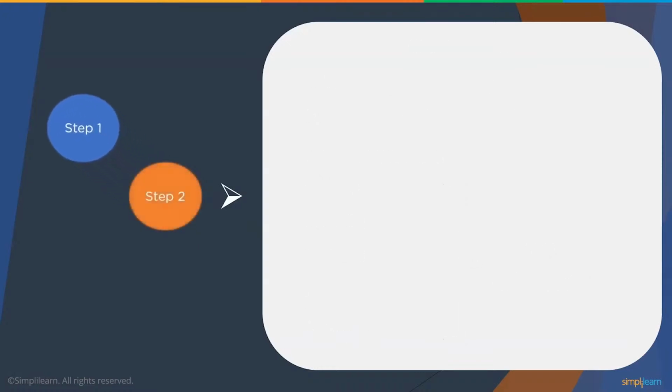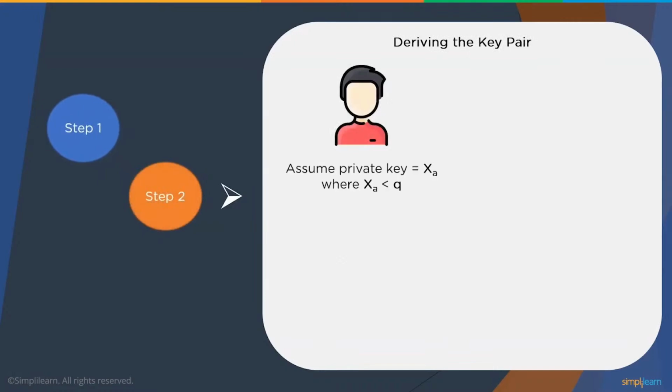Moving on to step 2, we have the process of deriving the key pair. Let's say for the first user we assume the private key to be denoted by xa, where the value of xa should always be less than Q. After we decide on the private key, the public key, which will be denoted by ya, can be calculated using the formula ya = alpha^xa mod Q.